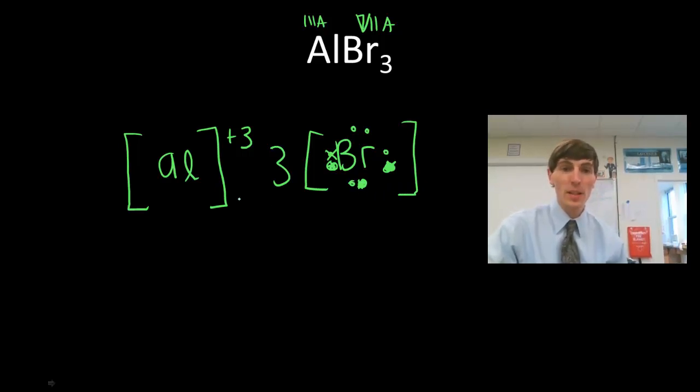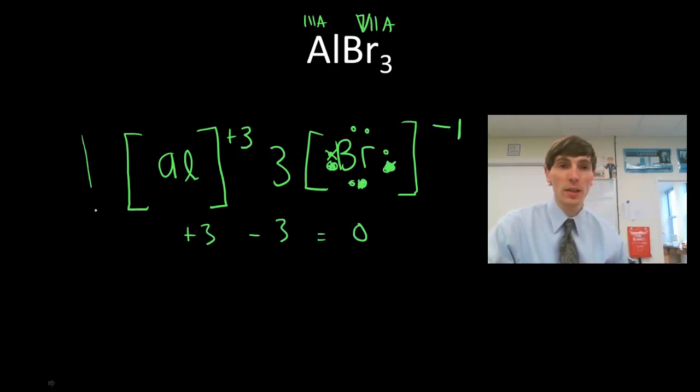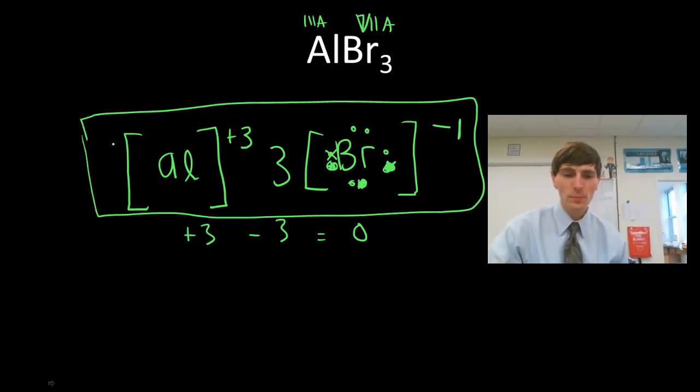So if we wanted to check our charge, I have 1 aluminum plus 3. I have 3 bromines, which are -1. And it's going to be conserved. So this is going to be our Lewis dot rep. And we could go through and do some other examples.